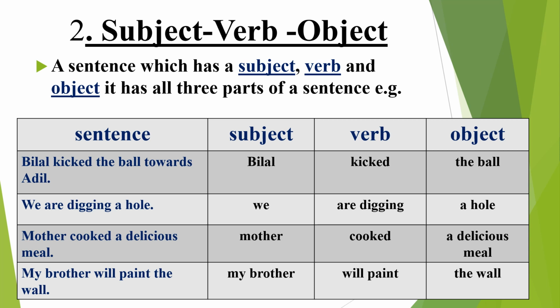Next sentence, Mother cooked a delicious meal. Mother is a subject, cooked is a verb, and a delicious meal is an object. Let's look at the last example. My brother will paint the wall. My brother is a subject, will paint is a verb, and the wall is an object.